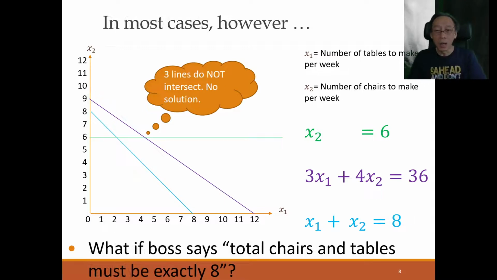So in general, what will happen? Let's say x1 plus x2 equals 8, and the three lines don't intersect, and we have no solution to satisfy all three equations simultaneously. Yeah, so what has this got to do with linear programming?